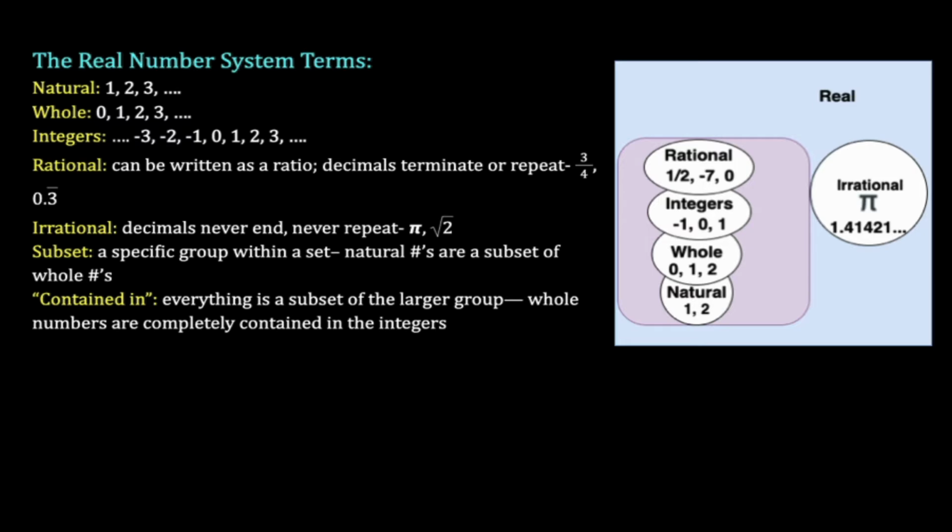And then we have the whole numbers. So these include all of the natural numbers, including 0. And then we move on to integers, which are whole numbers plus their opposites.